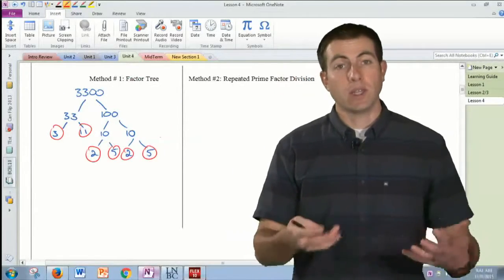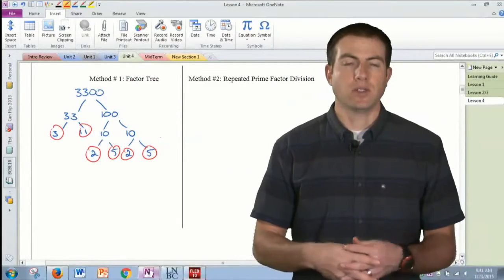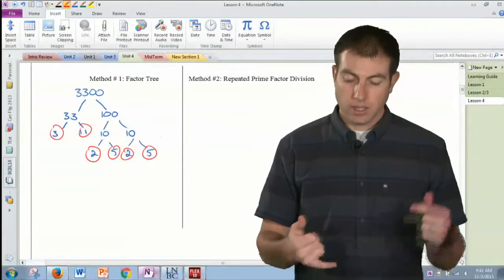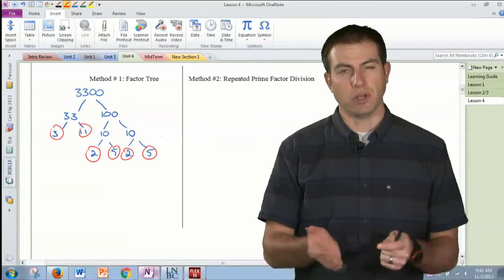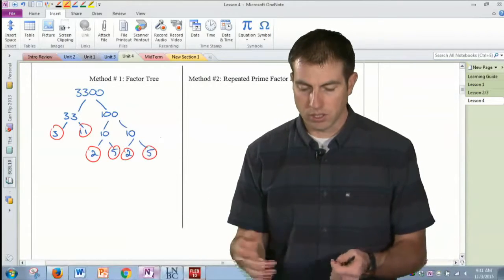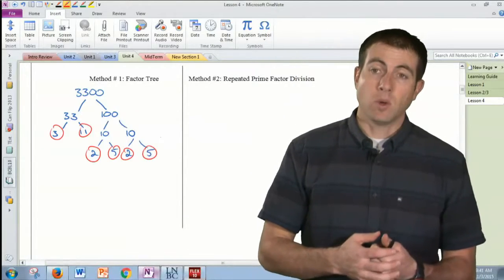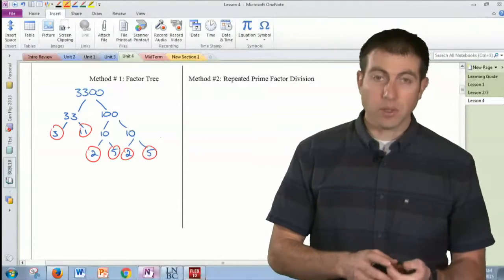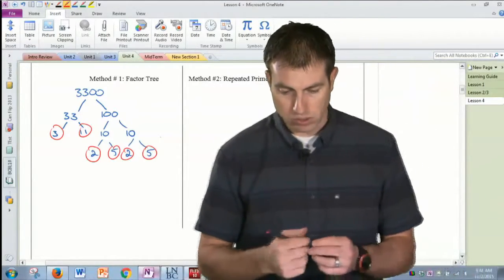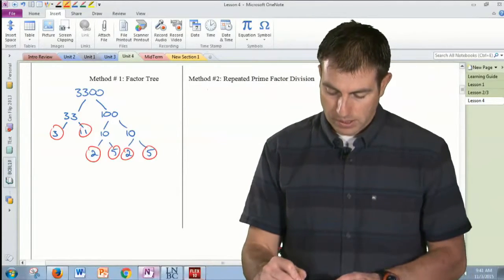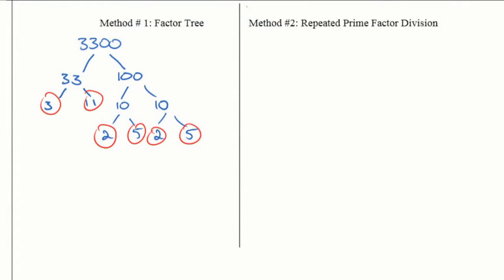So when I write the prime factorization of 3,300, I'm going to write it as 3 times 11 times 2 times 5 times 5. I'd usually write it in order from smallest to largest. So that's one way to do it. Another way to do it is repeated factor division, and some of you may prefer this method, so I'm going to show it to you, and you can decide what you want to do.